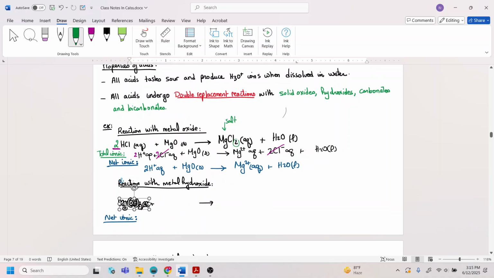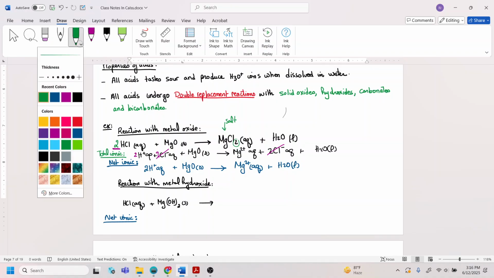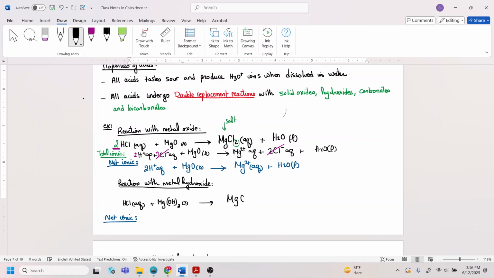Metal hydroxides also react with acids. So this is the second type of reaction, goes also by double replacement, and this is the metal hydroxide. It reacts with acid, and the product is the same thing. It's going to be salt and water. So the salt is going to be the MgCl2. This is the salt, which is aqueous, plus water as well. So I do have H2O liquid.